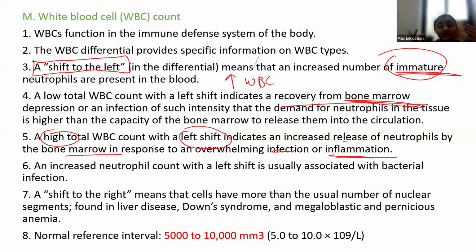So due to that infection or inflammation that has overwhelmed, बहुत ज्यादा इन्फेक्शन और इन्फ्लेमेशन हो गया है, उसकी वजह से बोन मैरो ज्यादा न्यूट्रोफिल्स रिलीज करेगी इन द ब्लड. सो इट विल लीड टू हाई टोटल WBC. बट कौन से WBC हाई हो जाएंगे? लेफ्ट शिफ्ट वाले WBC. एंड व्हाट इज दैट? शिफ्ट टू लेफ्ट मींस व्हाट? Yes, there are much more high number of WBCs, but these are immature. वो immature है. Should I explain in Gujarati?